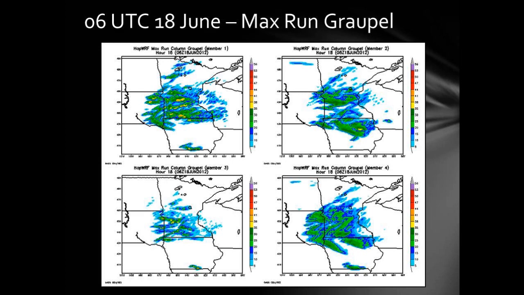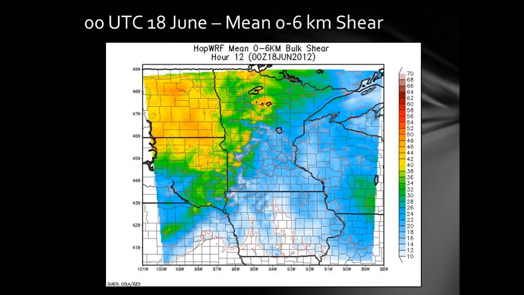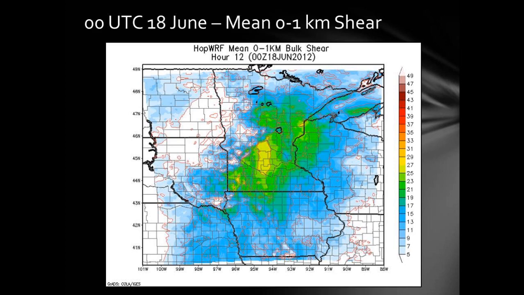Other things I do, this is the mean, so this is the average sig-tor parameter, just a snapshot, but from 0 to Z. So you can see, it wasn't a prolific tornado producer, and well, the model didn't think it would be either. And then 0 to 6 kilometer shear, once again, this is a mean of the 4 members, showed the best shear out over the western part of the area, which is where you mainly did have your supercells. And then the best 0 to 1 kilometer shear from the model was showing mainly over the eastern part of the area, so things just weren't quite lined up the way you would have wanted them to be.